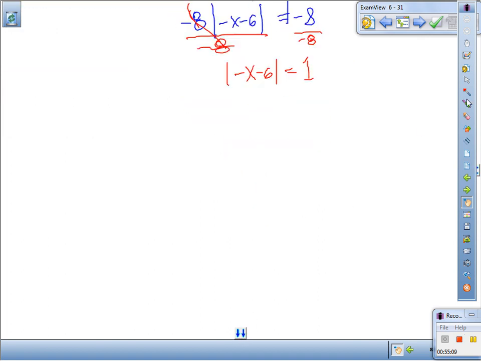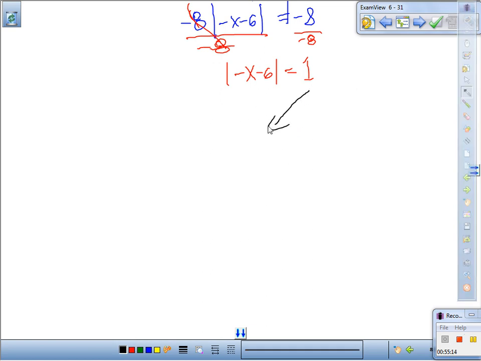Is the absolute value by itself? Yes. So at this point we do two equations, one for -1 and one for +1. And what goes on the other side of the equation? Whatever's inside the absolute value. -x minus 6. -x minus 6.